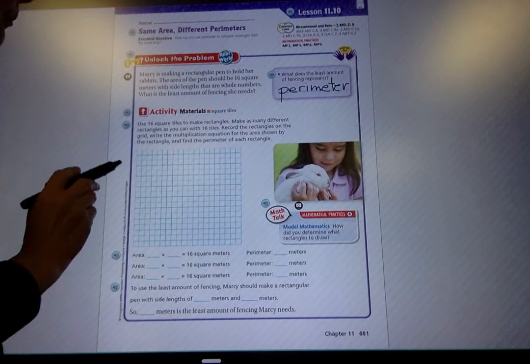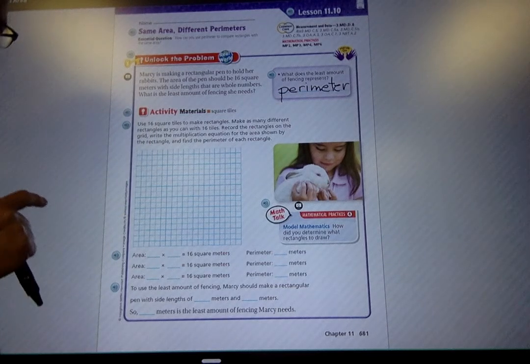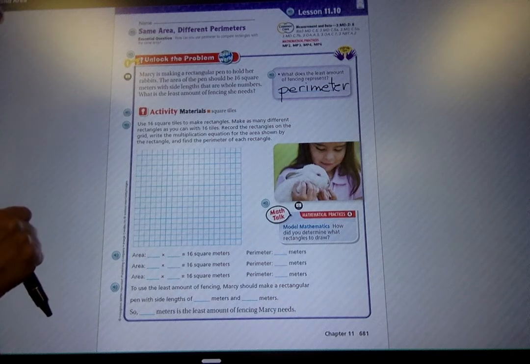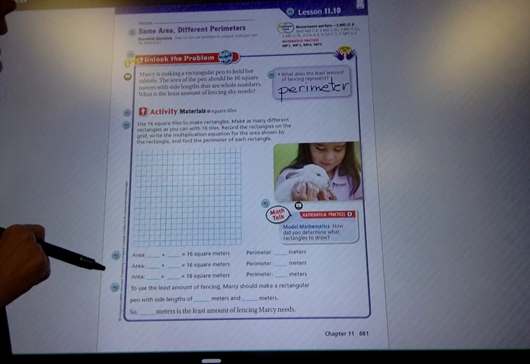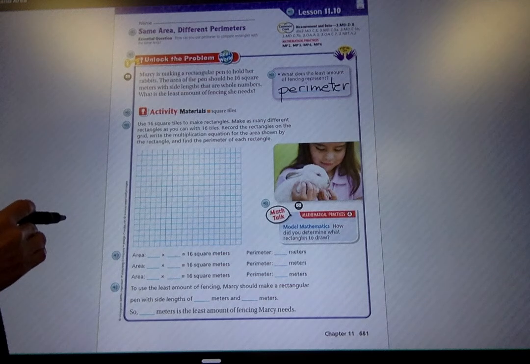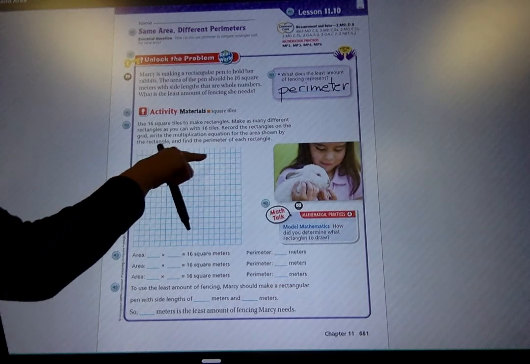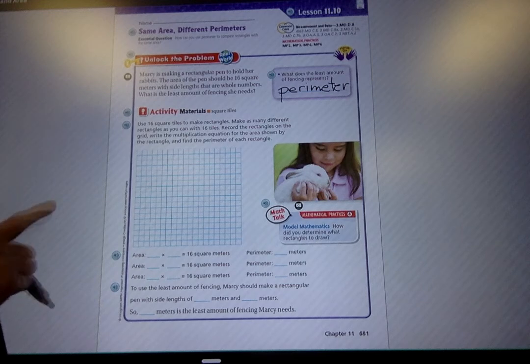perimeter. So we have 16 square tiles, and I gave you some blue square cutouts, I believe, in the bag. And you can take those out, count 16 of them out, and make as many rectangles as you can using all 16 tiles. Once you finish one, draw it on your grid here. We're going to record the rectangles on the grid and write the multiplication equation for the area shown by the rectangle. Then we're going to find the perimeter.